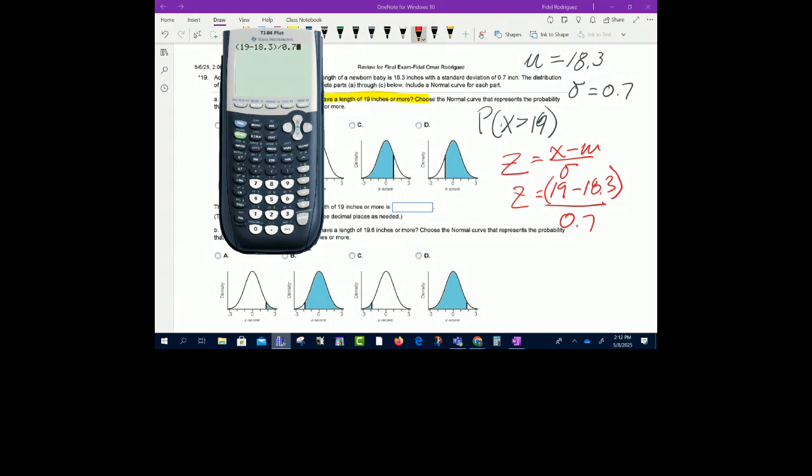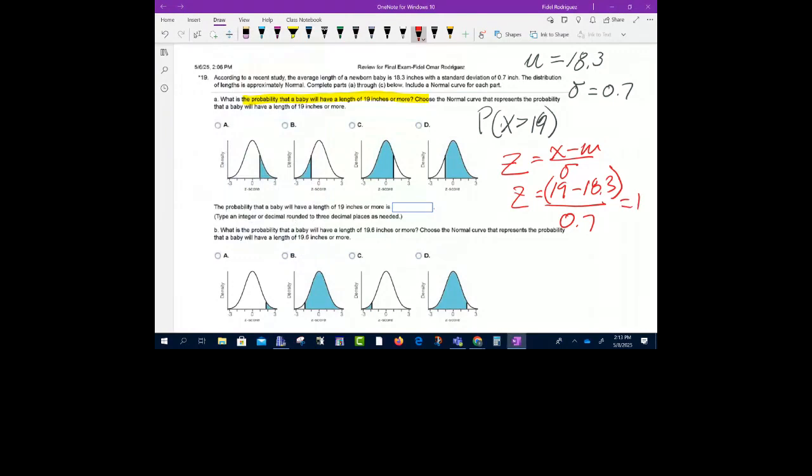Remember when you were in 8th grade and you learned order of operations, please excuse my dear Aunt Sally, or PEMDAS, we have to do what's in the parentheses first. So we want to do that subtraction before we do the division. If I don't put it in parentheses, it's going to divide 18.3 by 0.7, and then subtract that number from 19. And that's not what we want. So let's hit equals here. I'm coming up with 1. The Z-score is equal to 1. So we're looking for the probability that Z is bigger than 1.